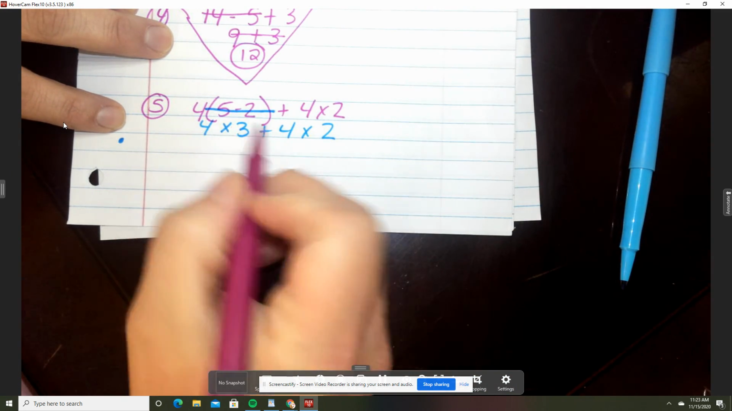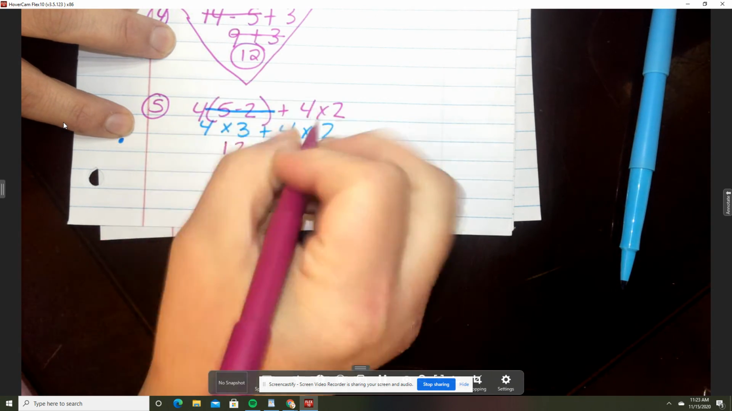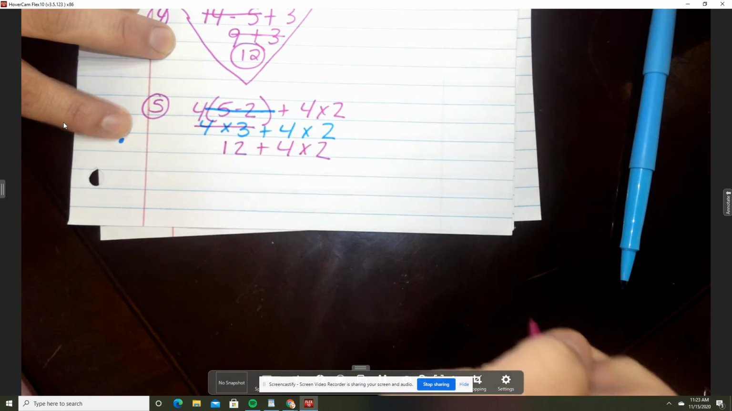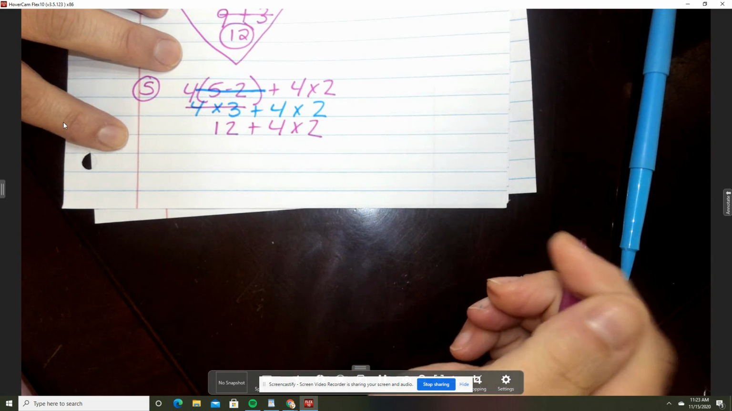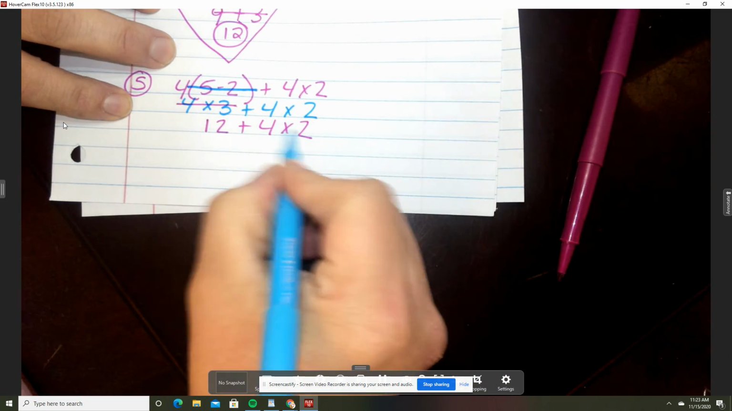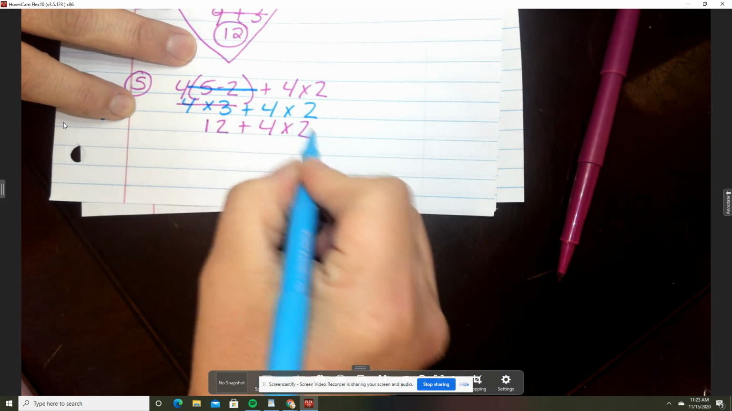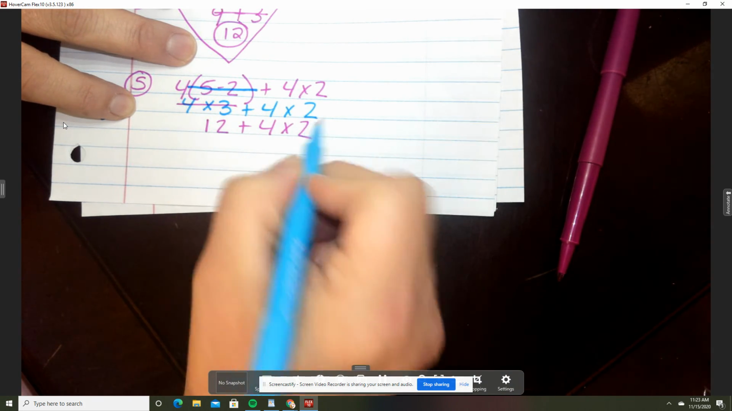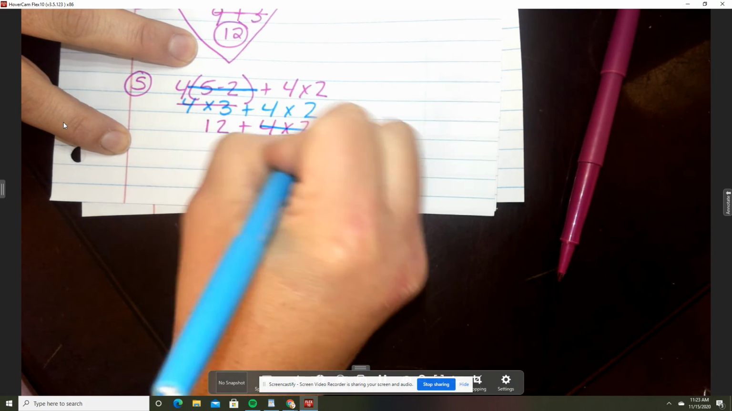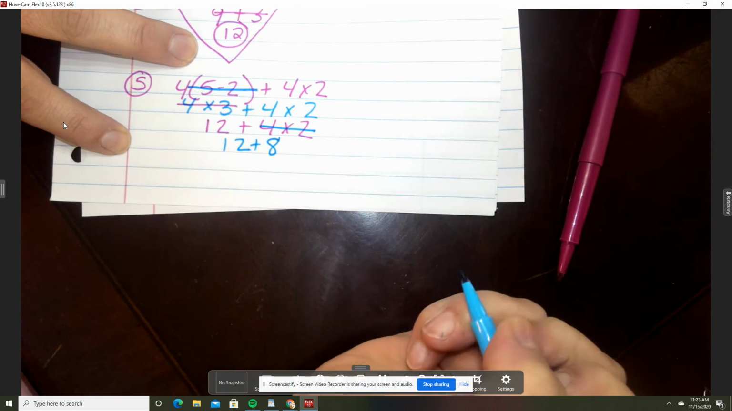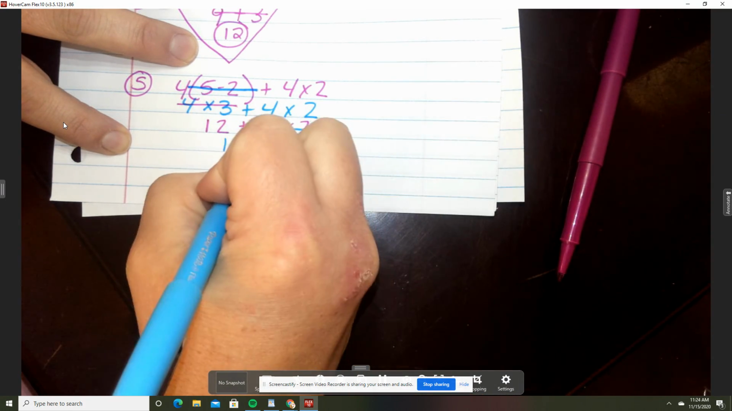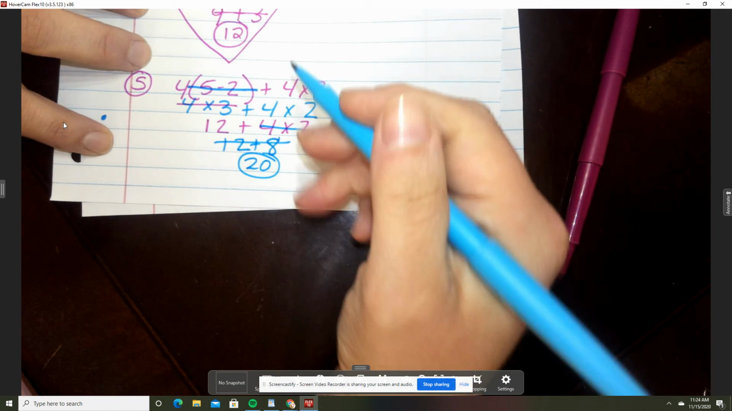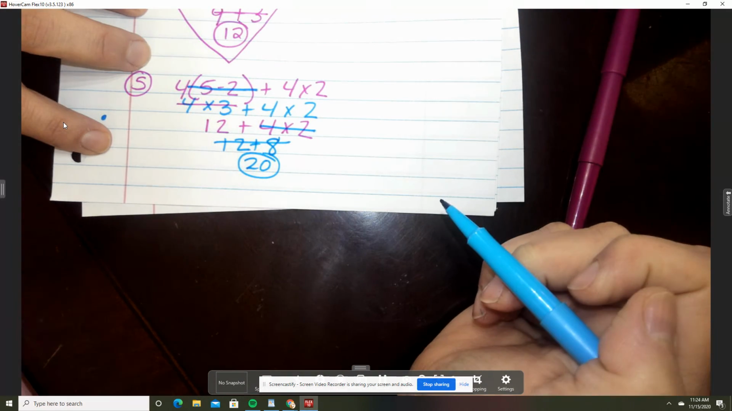So I'm going to do 4 times 3 first. That's going to be 12. Mark it out, bring everything down. Then I've got another multiplying sign. So I'm going to do this first because multiplication is more important than addition. 4 times 2 is 8. And then I bring down my adding. And then 12 plus 8 is 20. I circle my problem, cross that out. It is so important that you cross things out as you go.